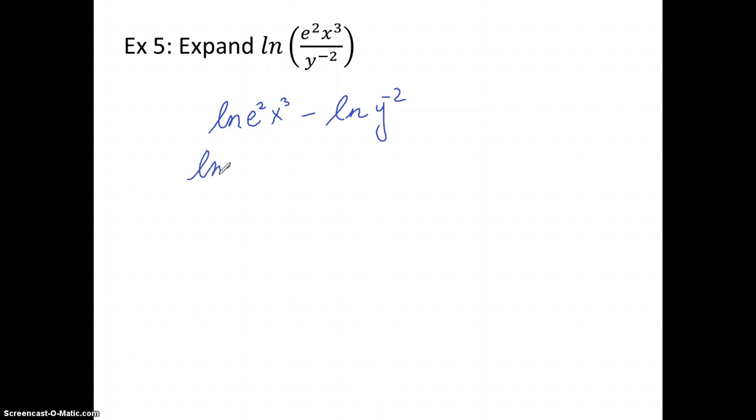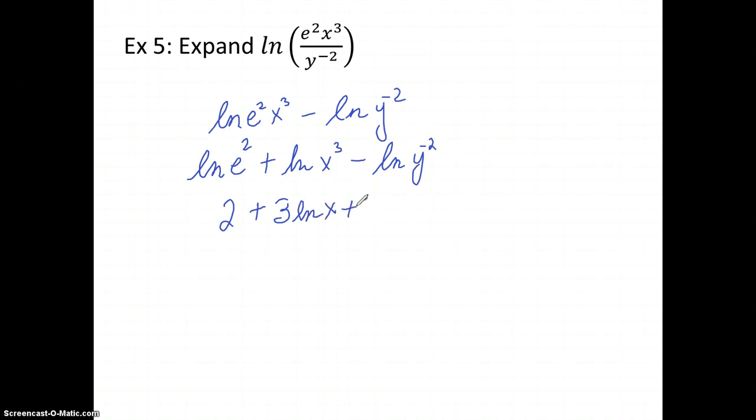I'm going to separate this even more. So ln of e squared plus ln of x cubed minus ln of y to the negative 2 power. Now notice from the previous examples, I know that ln of e squared is simply 2 because these two match up. And then we're going to put the 3 in front here, so we get 3 ln of x. And we're going to put the negative 2 in here. Negative 2 times a negative is a positive 2 ln y. And this is our solution.